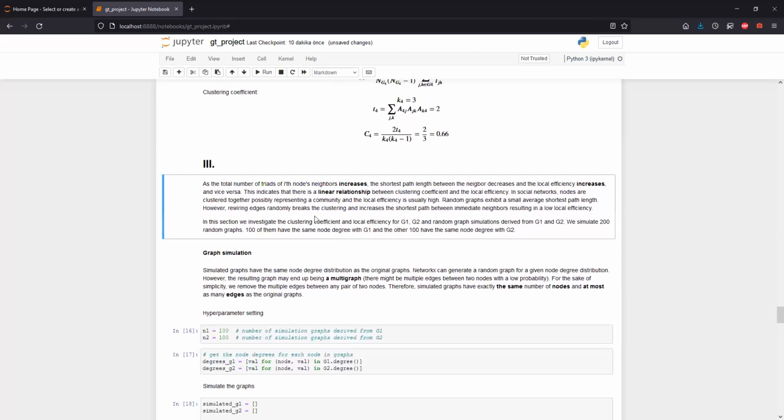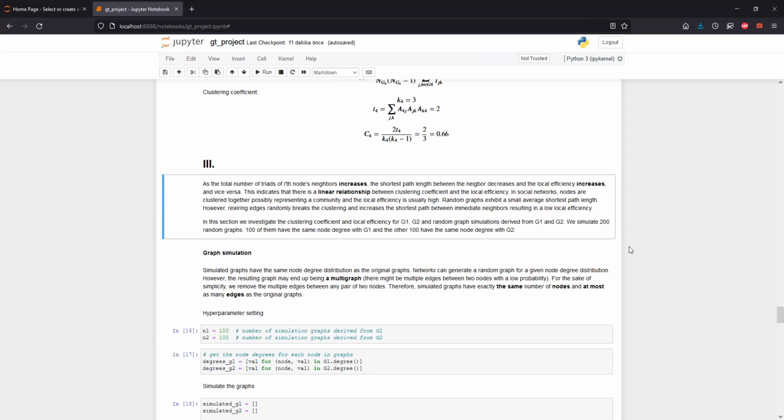This indicates that there is a linear relationship between clustering coefficient and the local efficiency. In social networks, nodes are clustered together, possibly representing a community, and the local efficiency is usually high. Random graphs exhibit a small average shortest path length. However, rewiring edges randomly breaks the clustering and increases the shortest path between immediate neighbors, resulting in a low local efficiency.